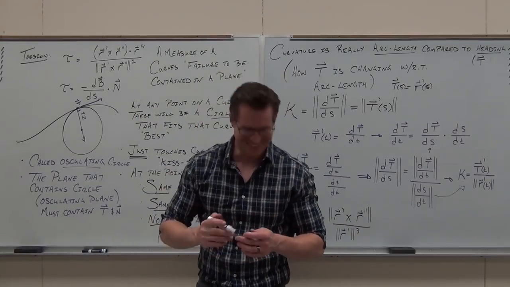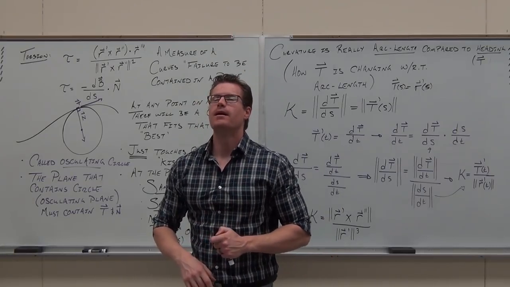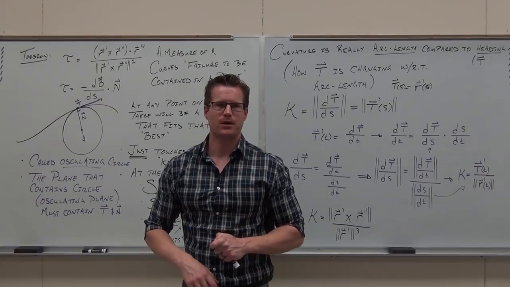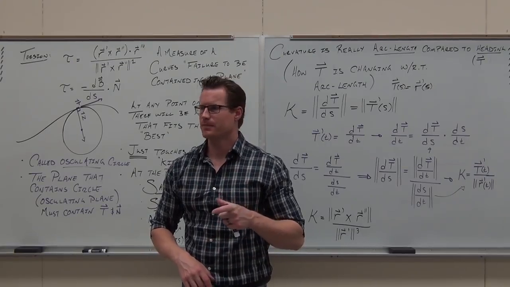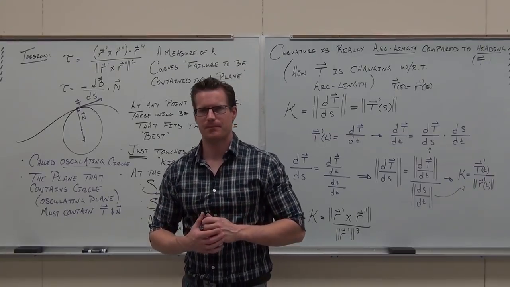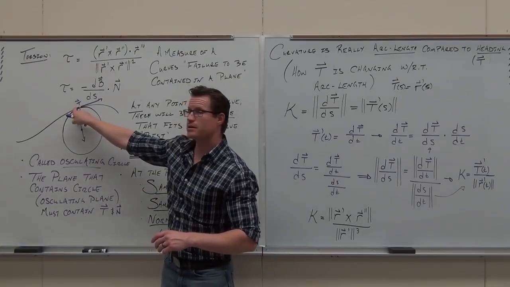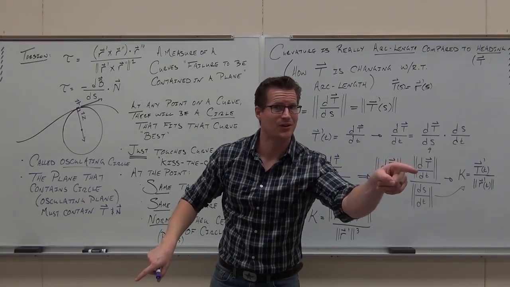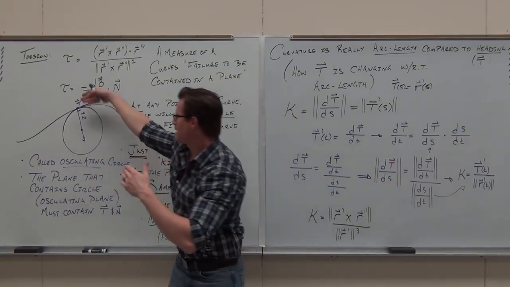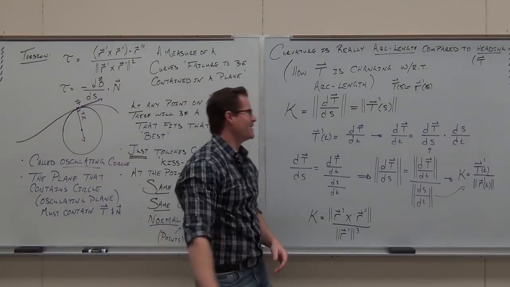Now, how about this one? This stuff is so cool. You just took a test, right? And you did pretty well. What do I need to describe a plane? A point, okay. And a normal. I have a point. And a what? A normal vector. If this plane contains T and N, what's the normal vector to T and N?